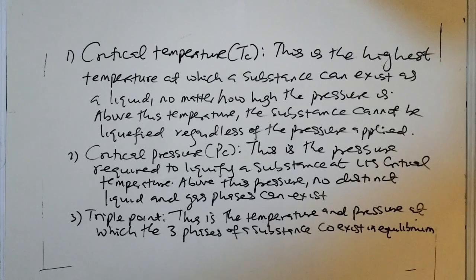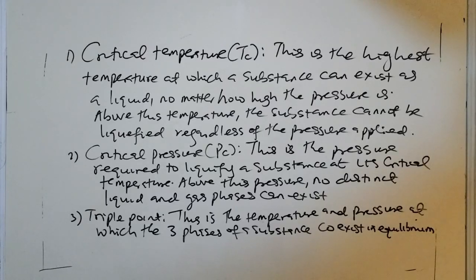Now go to the second point, called the critical pressure, PC. So what is critical pressure? This is the pressure required to liquefy a substance at its critical temperature. Remember, as I said, above the critical temperature, the substance cannot be liquefied. But at the critical temperature, it is possible to liquefy the vapor. So the pressure required to liquefy a substance at its critical temperature is called the critical pressure. Above this pressure, no distinct liquid and gas phases can exist.